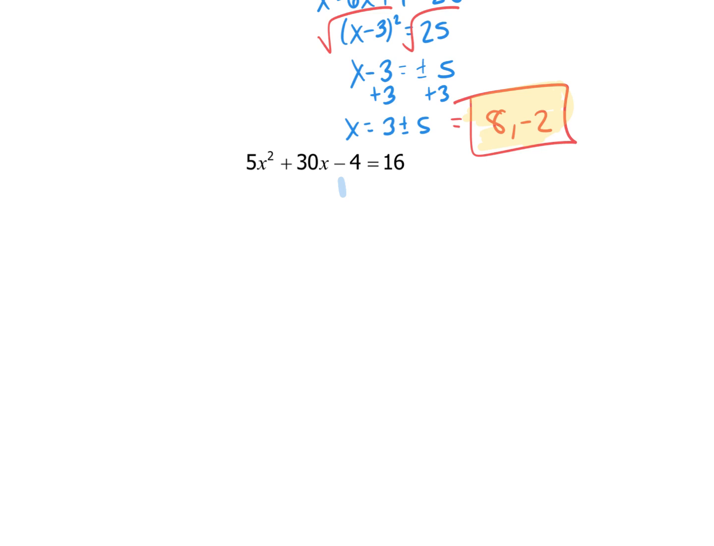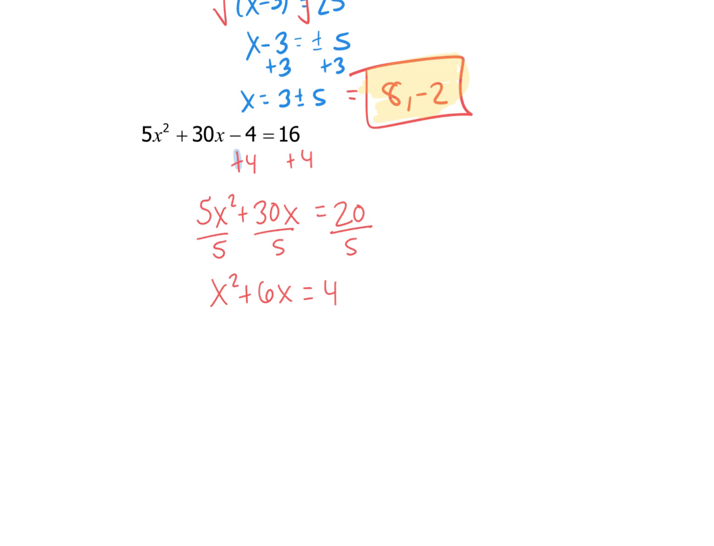So move 4 to the other side. So I'm going to add 4 to both sides. So I get 5x squared plus 30x equals 20. Divide by A is 5, so divide by 5. You get x squared plus 6x equals 4.